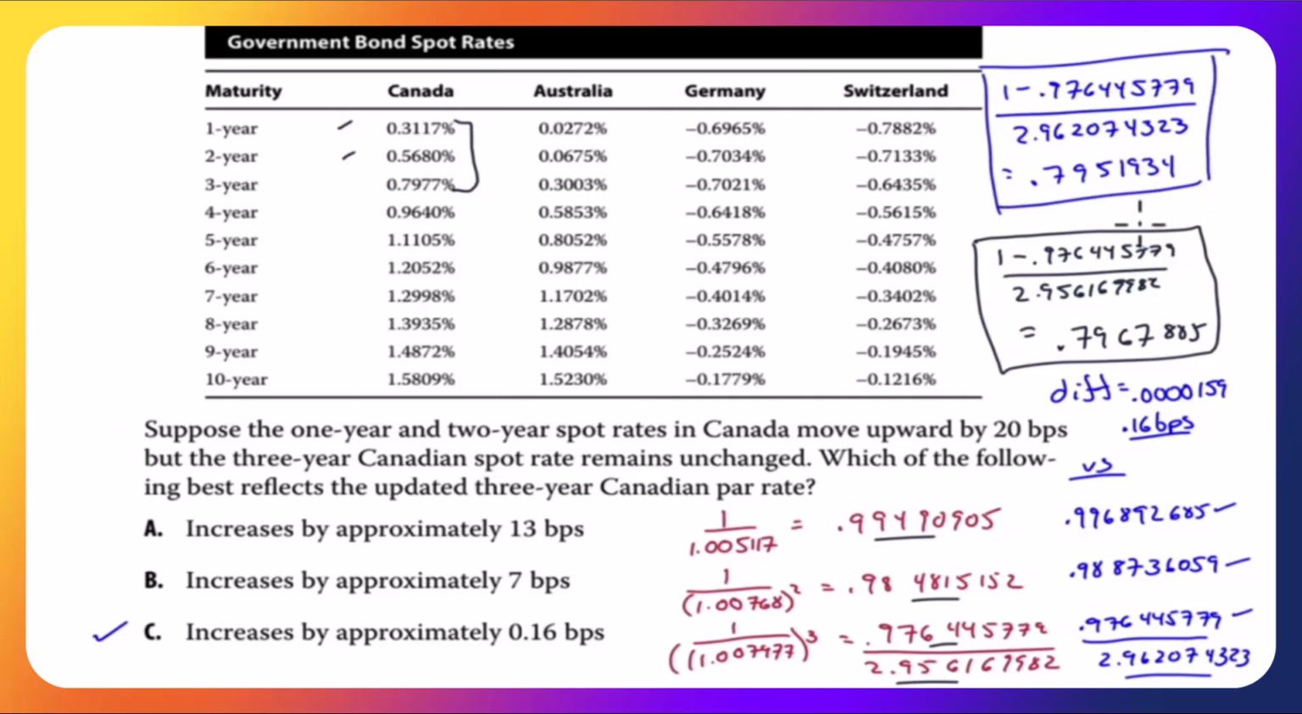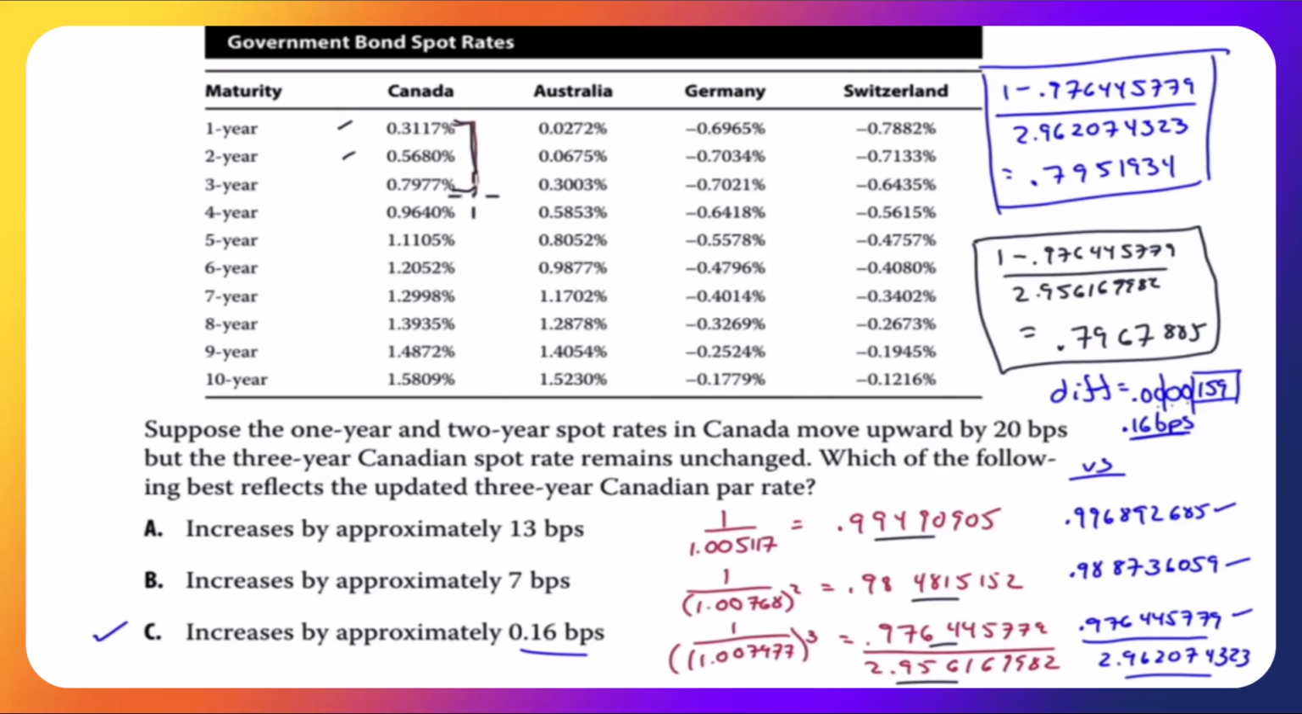And then we just take the difference between the 2 fixed rates and we get 0.0000159. 2 decimal places is right there. So this is 0.159 basis points or 0.16 basis points. That would be C. So let me go through that again just to show you how I calculate it.